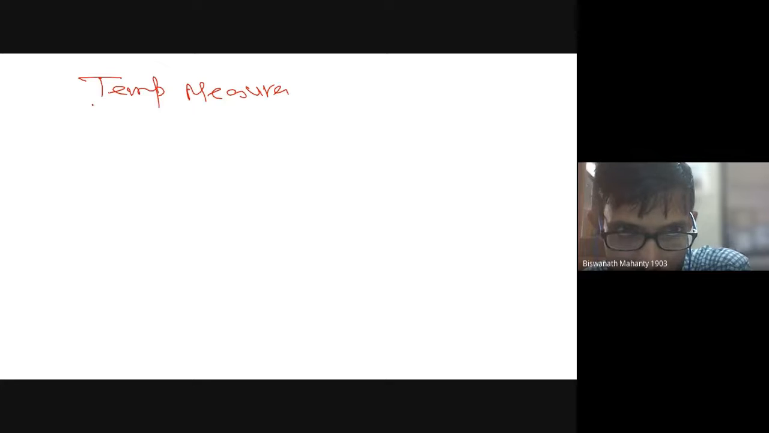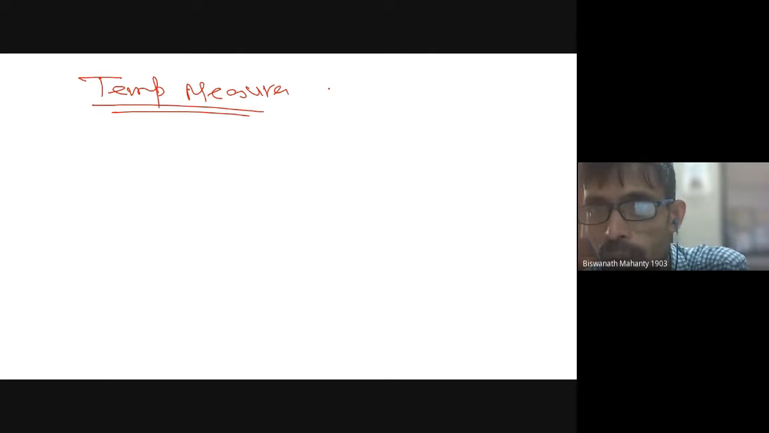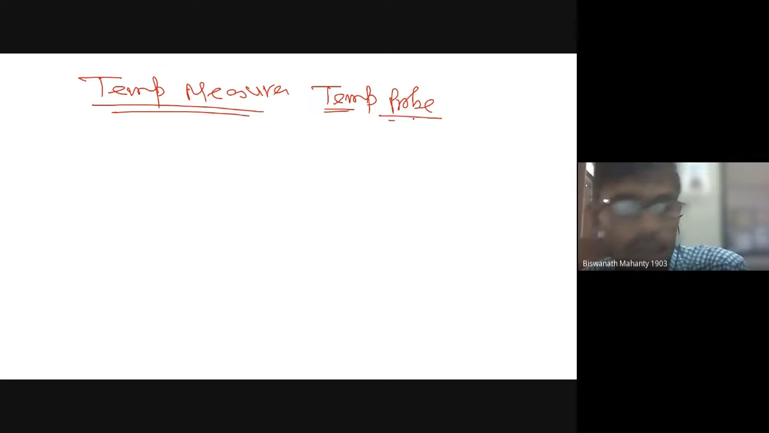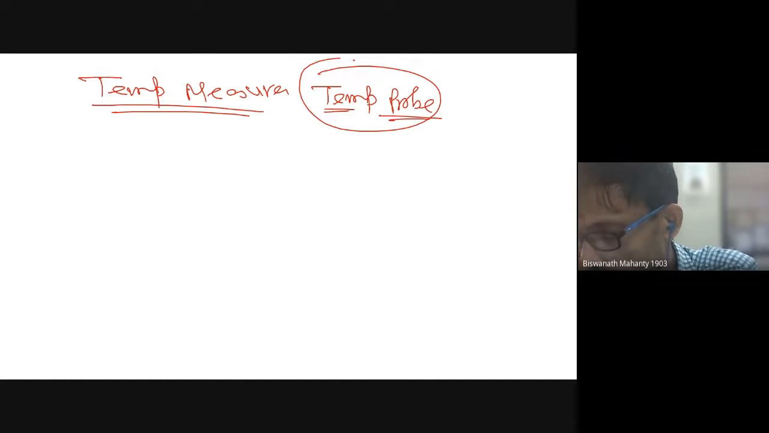How are we going to measure? We have a temperature probe. I will talk about those things today. Different kinds of temperature probes are there. Mostly we use two different approaches, which I'll talk about very soon. And we also have temperature control.